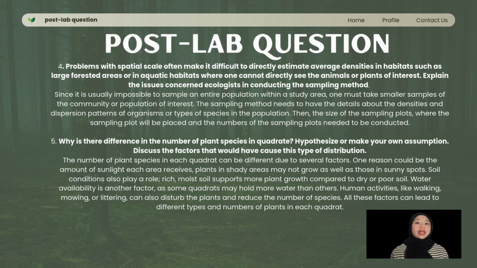Problems with spatial scale often make it difficult to directly estimate average densities in habitats such as large forested areas or in aquatic habitats where one cannot directly see the animals or plants of interest. Explain the issues that concern ecologists in conducting sampling methods. The answer is, since it is usually impossible to sample an entire population within a study area, one must take a smaller sample of the community or a population of interest. The sampling method needs to have details about the densities and dispersion patterns of the organisms or types of species in the population, then the size of the sampling plots, where the sampling plots will be placed, and the number of sampling plots needed to be conducted.